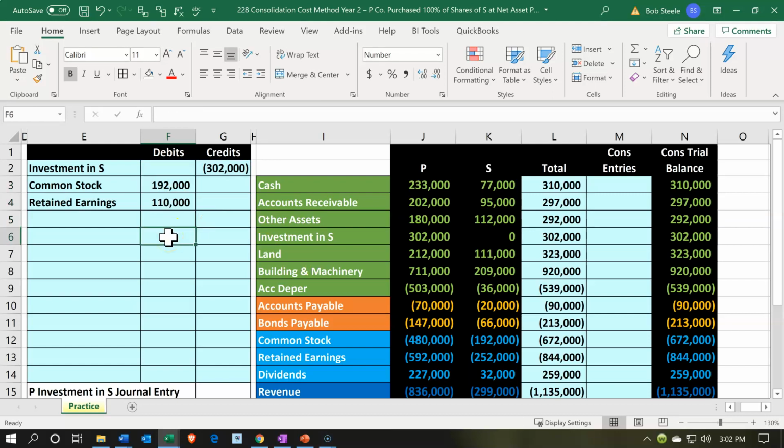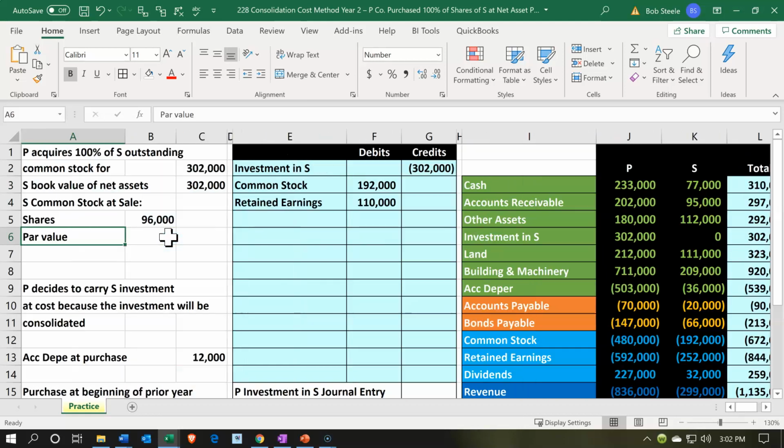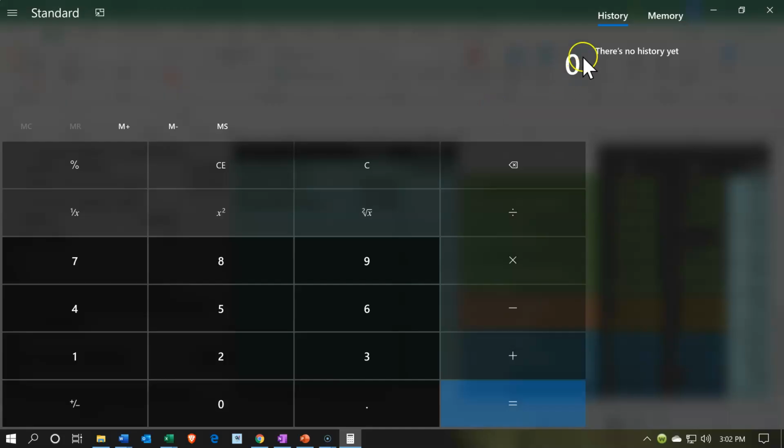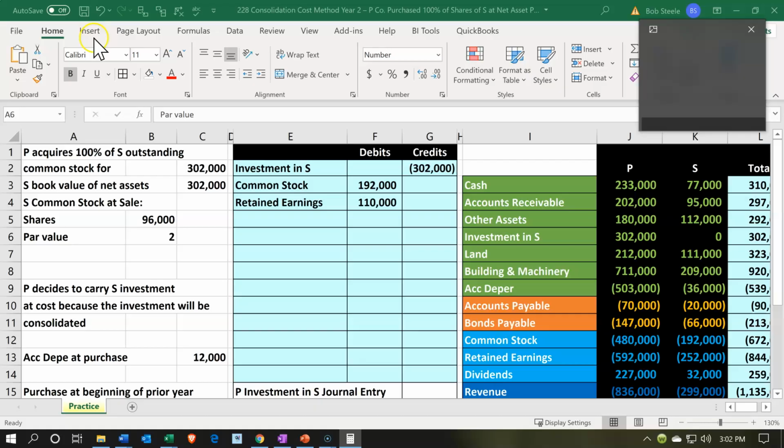So like a book problem could force you to do that calculation. Now you probably know in practice, you'd say, okay, I know what the purchase was at that point in time. I know how many shares were purchased and the par value. So I know that we purchased 96,000 shares, which is given here, times $2, the $2 par. That's going to be the 192. So there's the 192, which again, you could use to back in then the difference being the retained earnings.